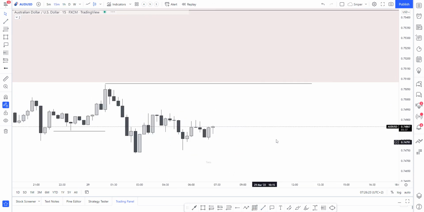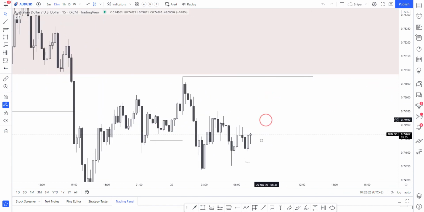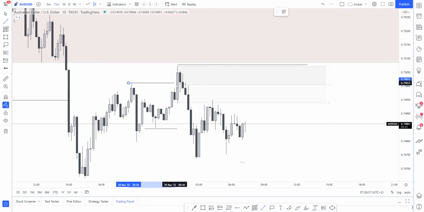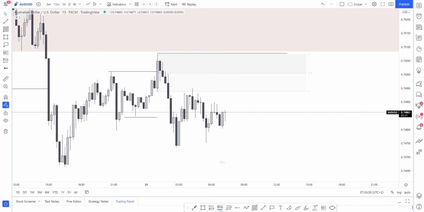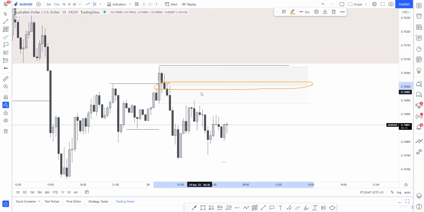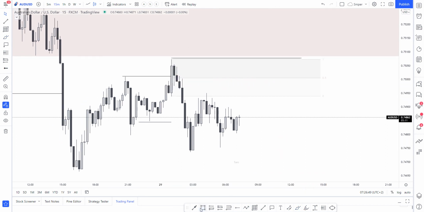So let's look at the 15-minute for a potential entry area. Well, potentially all of this could be an area. There's a buy candle before the sell move, and there's a buy candle that took liquidity. So I would be interested in something in this area, close to the 50%. Something in this area for potential sells.